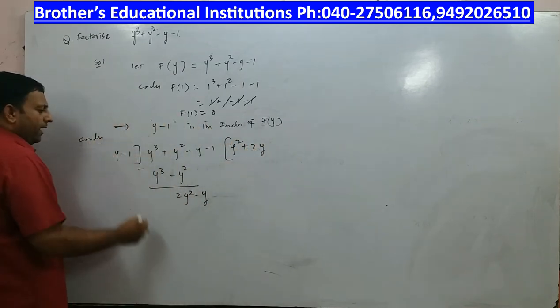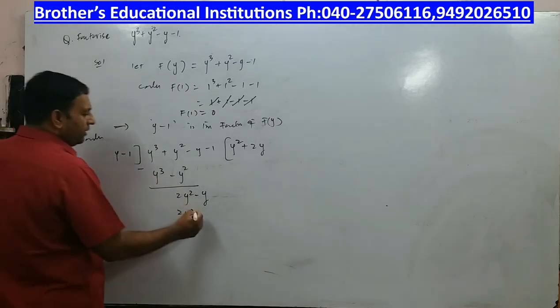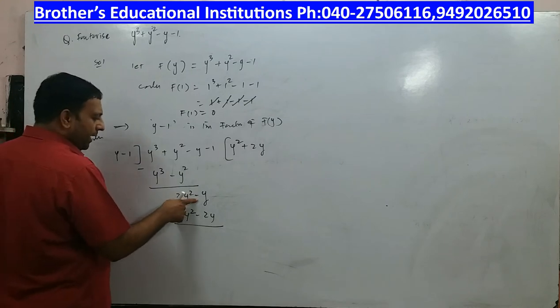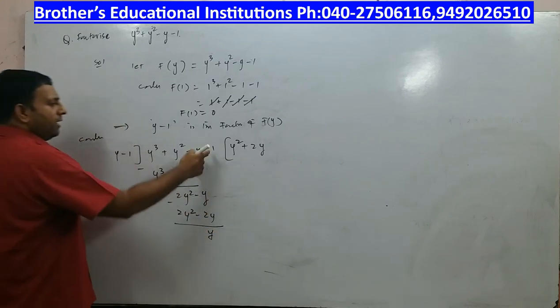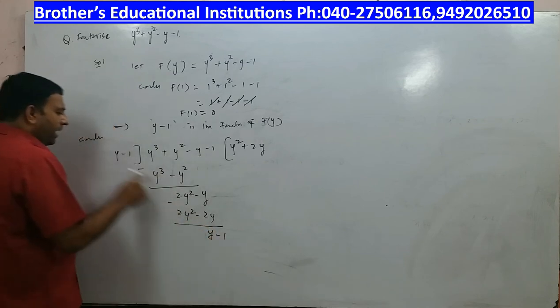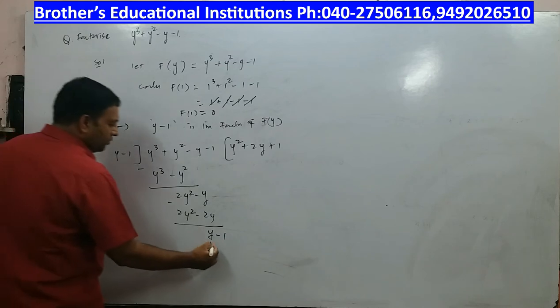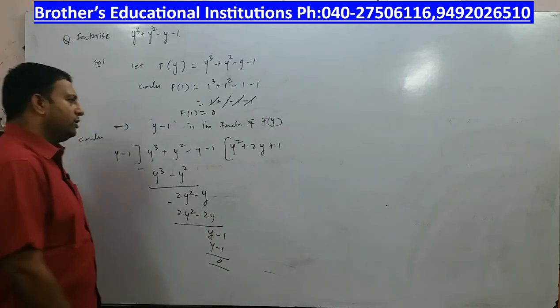Again 2y into y will be 2y square. 2y into minus 1 will be minus 2y. Subtract. 2y square cancel, minus y, minus minus plus 2y. So 2y minus y will be y followed by minus 1. Y in y goes plus 1 times. So multiply this 1 to both, it is y minus 1. Remainder is 0. So the remainder is 0.